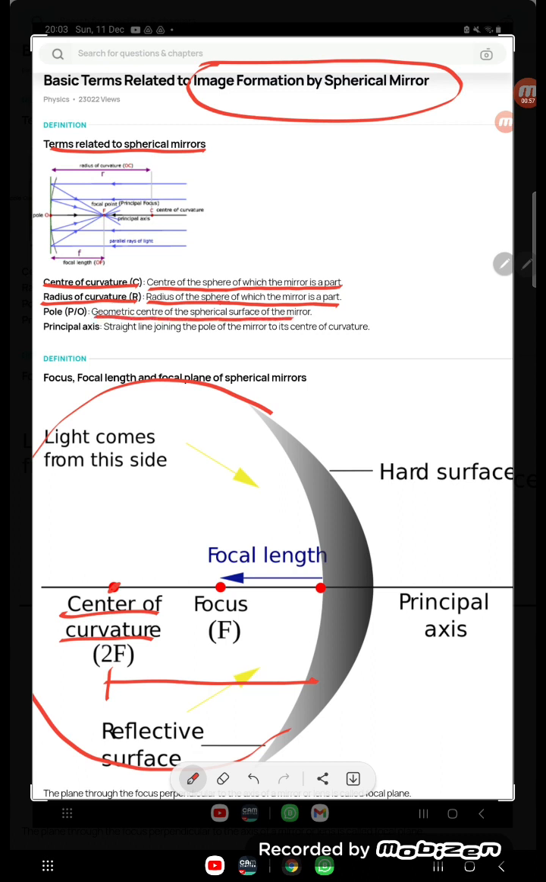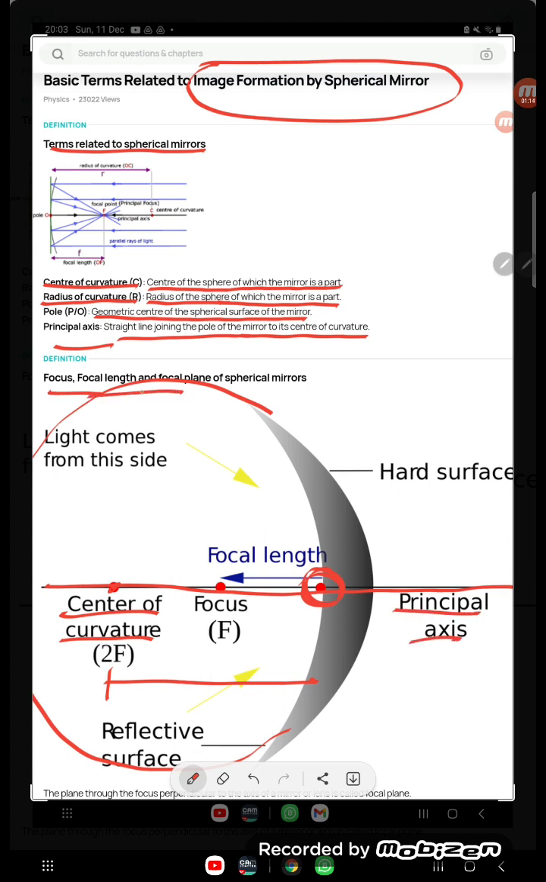What is pole? The geometric center of the spherical surface is called the pole. This is what is called the pole. Principal axis: a straight line joining the pole of the mirror to its center of curvature is called what, students? The principal axis. This is the principal axis.